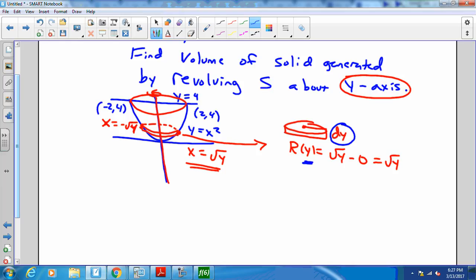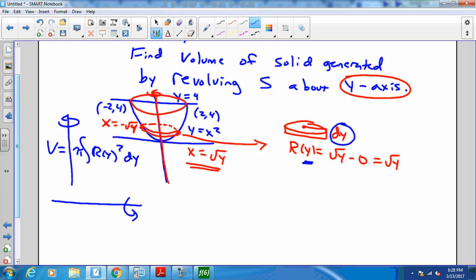Notice that I have to use y as my variable because dy is the height of my disk, because my axis of revolution was vertical. So vertical axes of revolution, like so, are going to lead to integrals in terms of y, whereas horizontal axes of revolution are going to lead to integrals in terms of x.